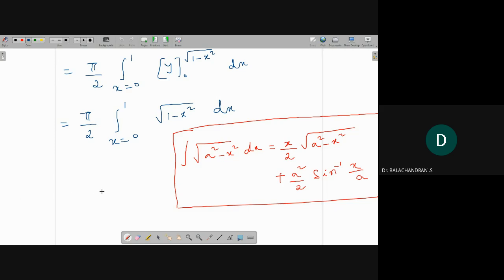Just do a Google search, and you'll get it. If you search integration formula, you'll get all the formulas and you can write them in your notebook. It is also available in the Veerarajan book. So the only thing you need to do is search for it.